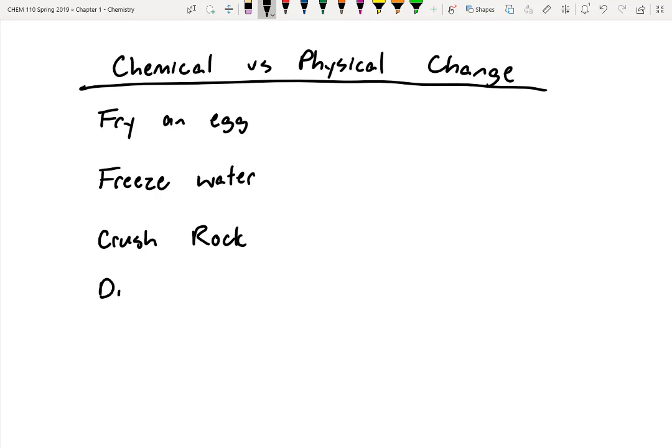Then we're going to digest food. And then we're going to evaporate water. All right, so see if you can figure these out and then check with your neighbor and see if you can agree on whether or not the change is a physical change or a chemical change.